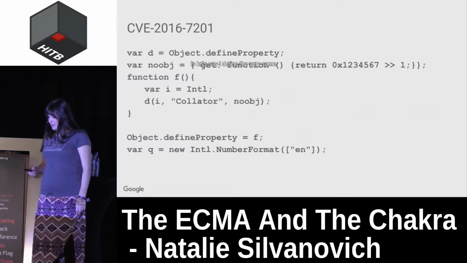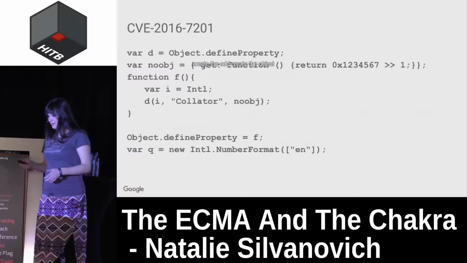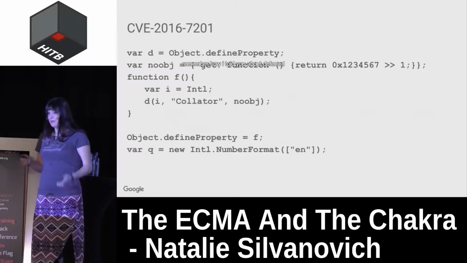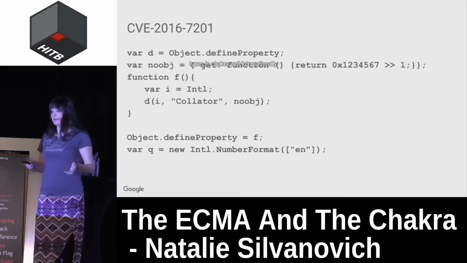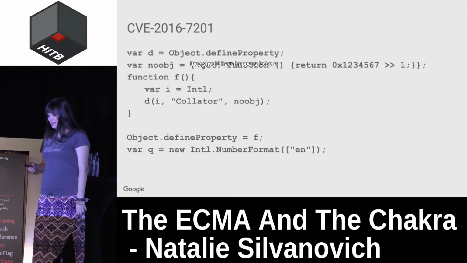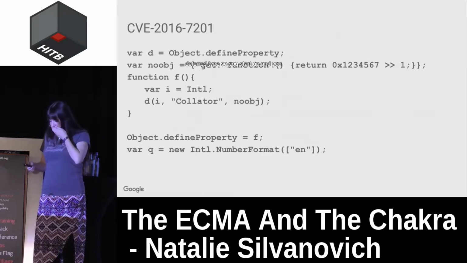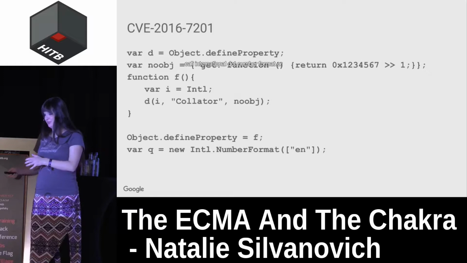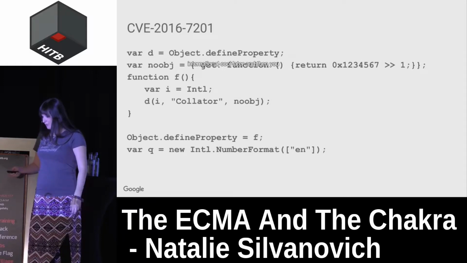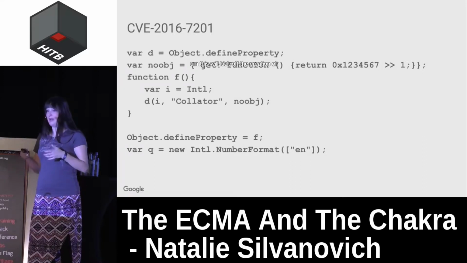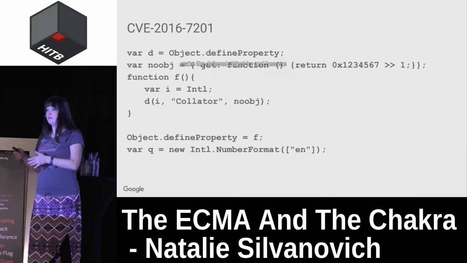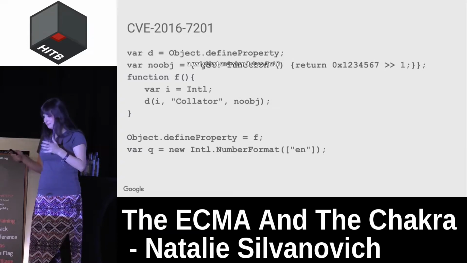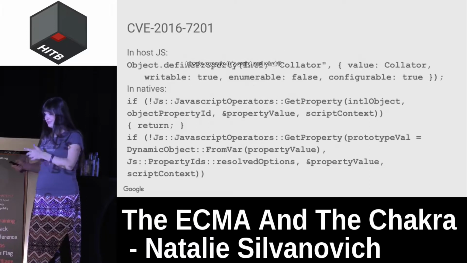So the problem here is, let's say I define the very same property on an object, and then I create the object. Remember how I told you about deferred types in Chakra? Well, internationalization happens to be a deferred type. So you start up, and you call international.number format, or international.collator, and then this will kick off the creation of this internationalization object. It will make the deferred object try and become a real object. And when it does that, it tries to execute this script.